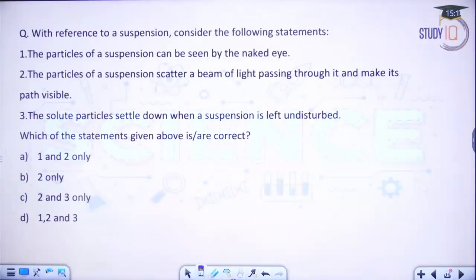Answer please, everyone. Answer please, everybody.